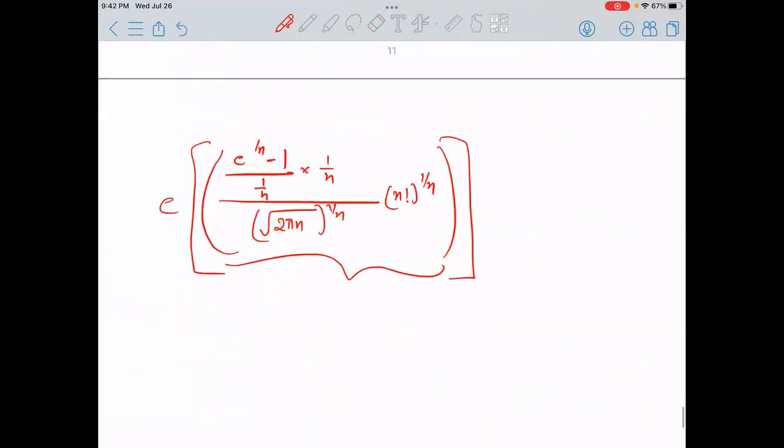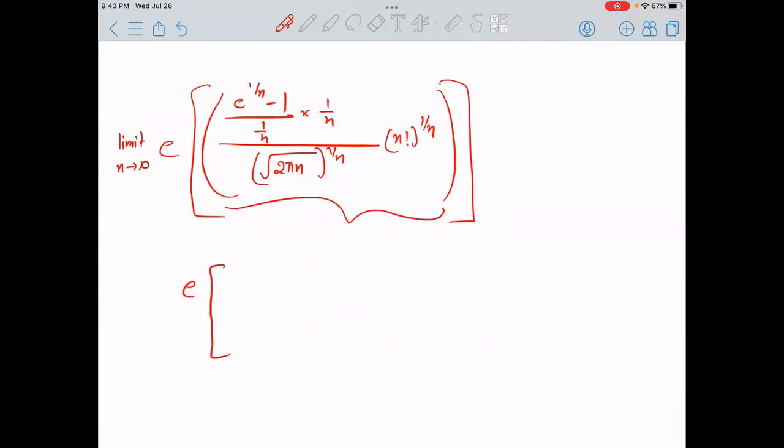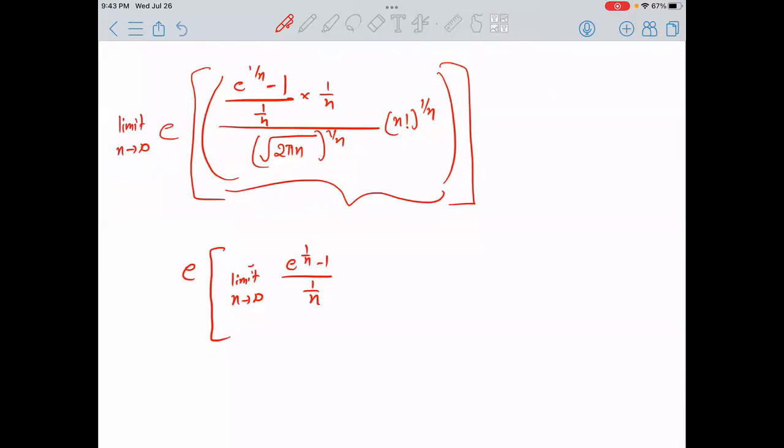So we'll apply the same thing, like e into limit n tends to infinity of e power 1 by n minus 1 divided by 1 by n, into 1 by n, into root of 2 by n whole power 1 by n and n factorial whole power 1 by n. This whole thing is creating a problem. Agree?